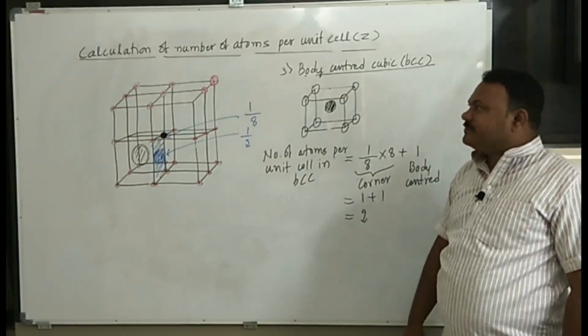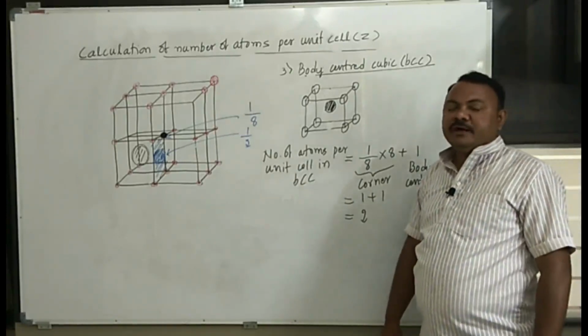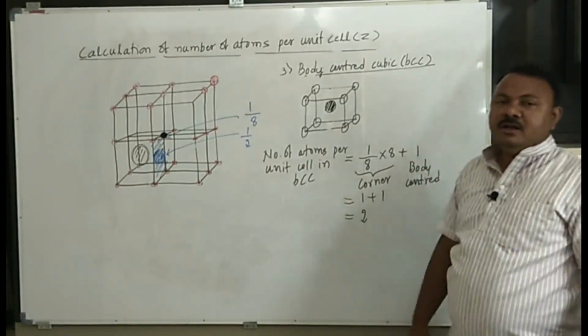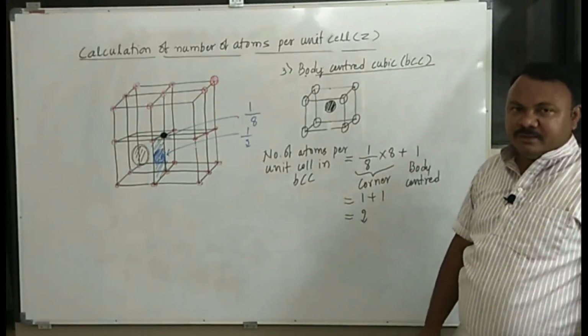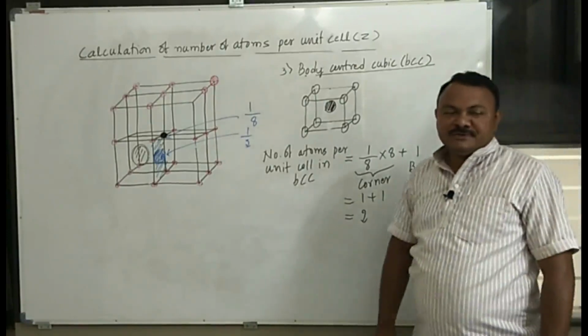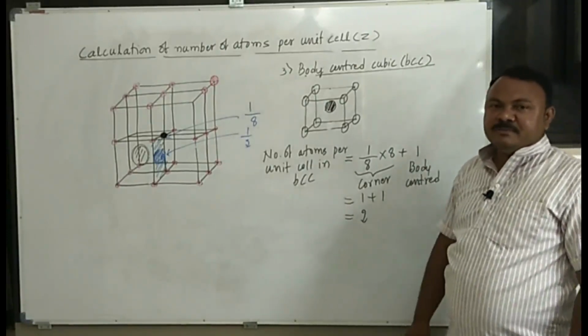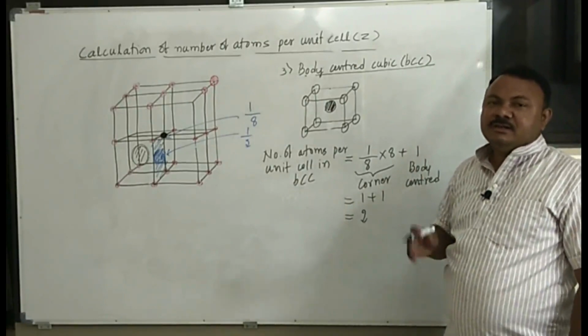Like this we explained the calculation of number of atoms per unit cell in a cubic system, where we learned the calculation in the simple cubic system, face-centered cubic system and body-centered cubic system.